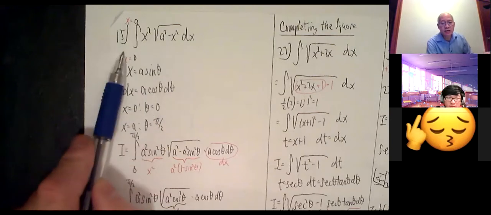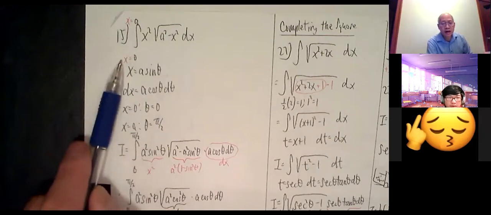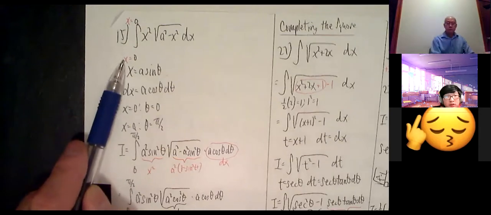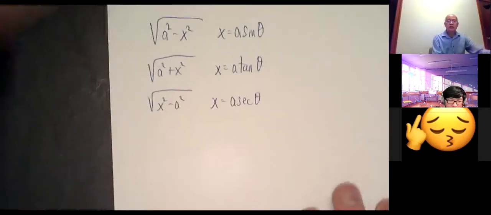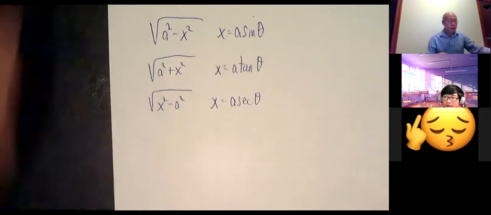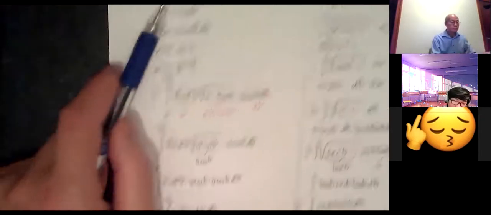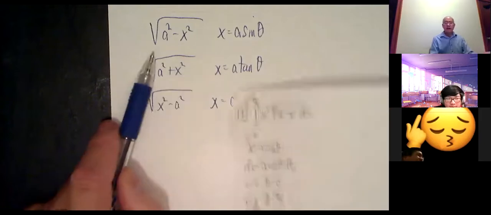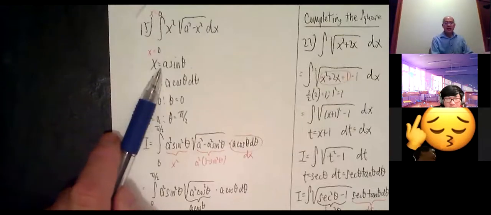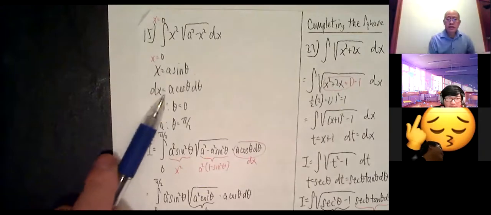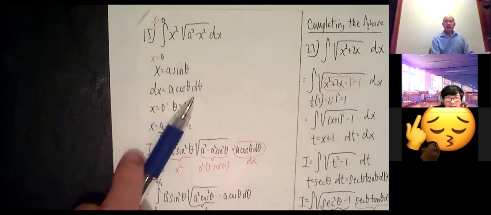So integrating as x goes from 0 to a, I snuck in a little x equals here to remind you you're actually plugging in for x here. All right, a squared minus x squared is the first one. Okay, so I'm going to do that one. X equals a sine theta. That's perfect. They left it as that, so I just used a sine theta. A is a constant. Dx equals a cosine theta d theta.